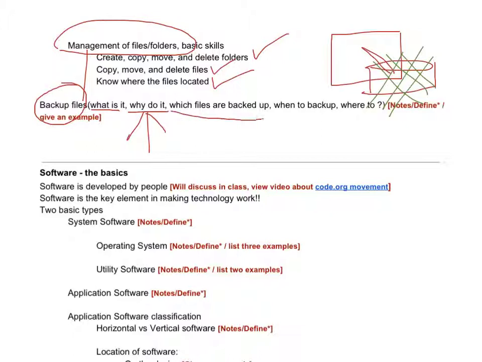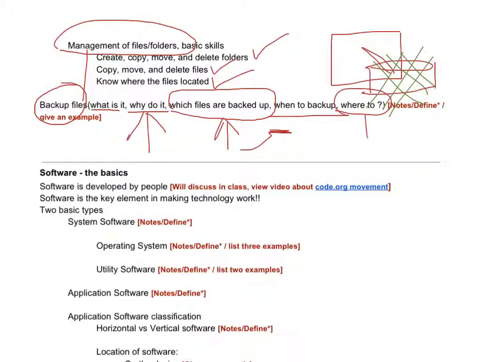Which files are backed up? You have to decide which ones are of value, which ones you can afford to lose. Some people back up entire systems; some people don't back up the program files because they can reload them from the original disk and so forth. When to back up depends on how often your files are changing. Some systems back up every night, some during the day, some people back up once a month. It depends on the business or the individual.